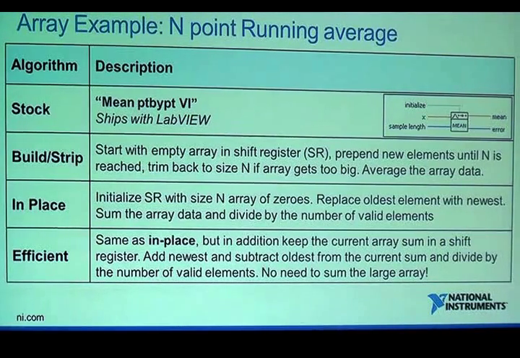In place, you allocate the full size, and always replace the oldest with the newest, just going through it and averaging that. And there's an efficient way. It's the same as in place, but in addition, we also keep the sum in a shift register, where we just add the newest value and subtract the oldest value. It's very simple. It's much faster than doing some huge array. And so, yeah, we don't need to store some large arrays.